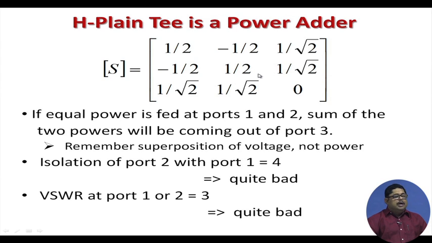VSWR you see half and half. So both port 1 and port 2, their S parameter S11 or S22, is half, when all other ports are matched. This is their reflection coefficient. Now, reflection coefficient's magnitude is half. So VSWR is 1 plus reflection coefficient magnitude by 1 minus reflection coefficient magnitude. If you calculate, that will be 3. 3 is quite a bad value, that means 25% of power you are losing in mismatch.